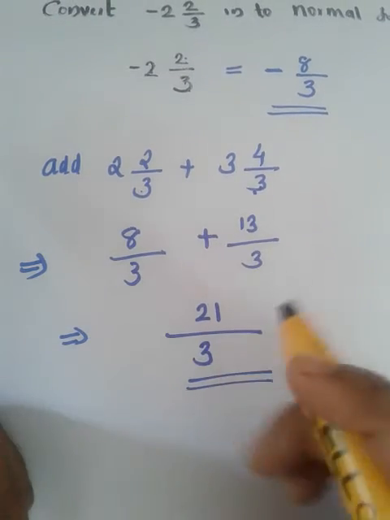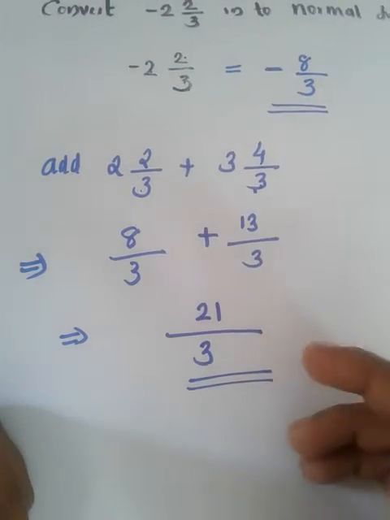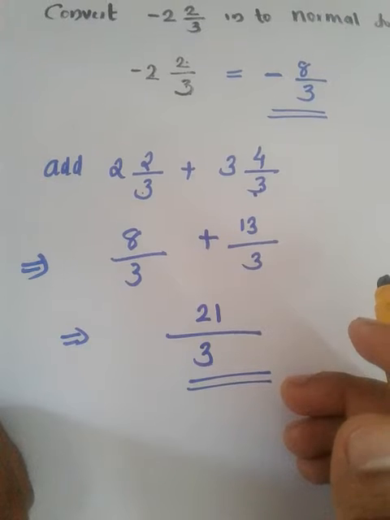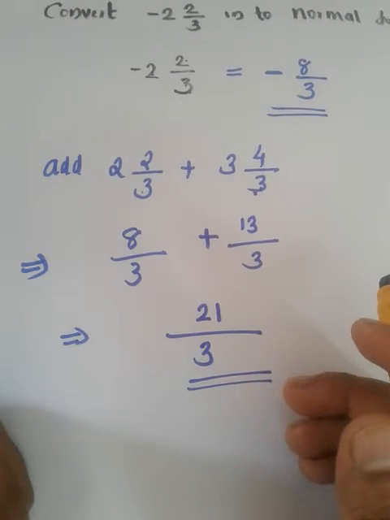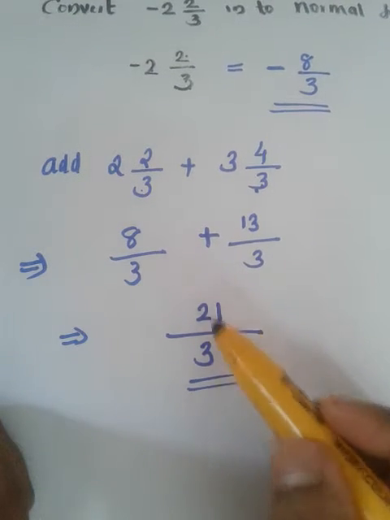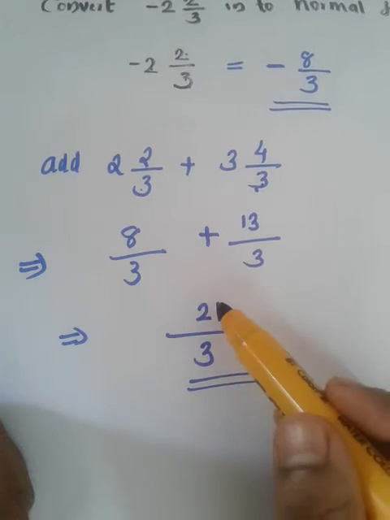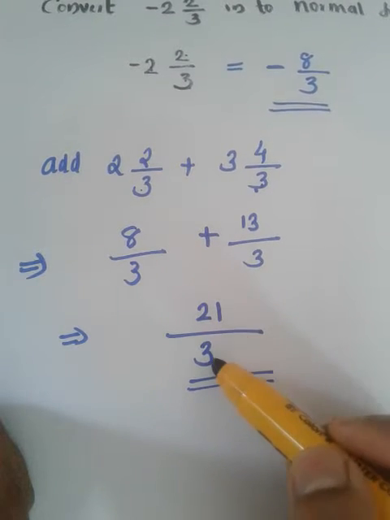Why? Because how to simplify a fraction? We discussed in the last video how to simplify a fraction. How? Think about the numerator and denominator. Is there any common divisor for 21 and 3?